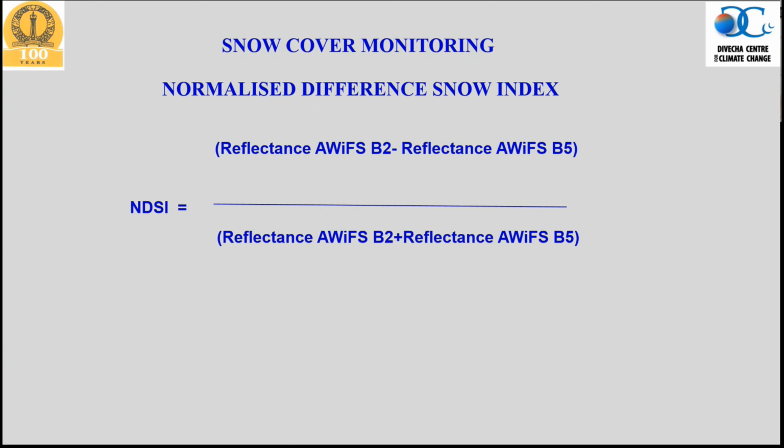So the first thing is, how do we estimate the snow cover in each altitude zone? There are different methods by which you can estimate the snow cover, and generally the NDSI, normalized difference snow index technique is used, and we have seen band 2 and band 5 of AWiFS used for that. Band 2 is a green band, and you can use band 5 with the SWIR band.